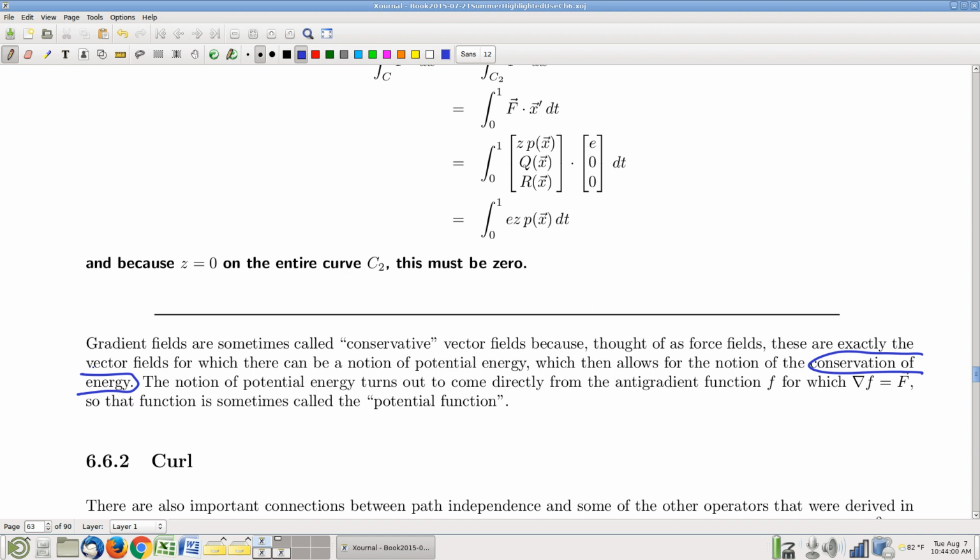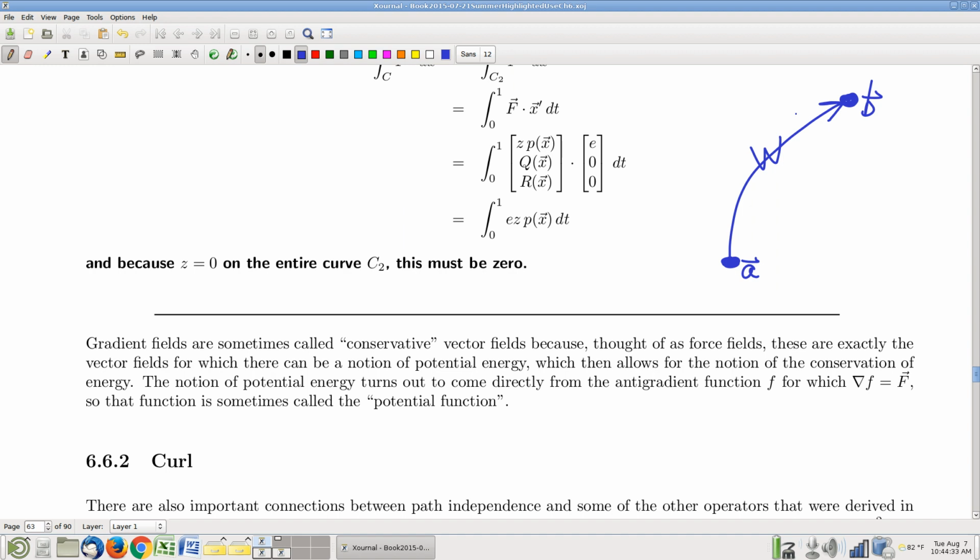Where does potential energy come from? Potential energy comes from the idea of, well, suppose I'm here and I want to get up to here. The difference in the potential energy at this point and this point is, well, how much work does it take to move from A to B? Work is measured with a line integral. I need to know how much work does it take to move along that curve.